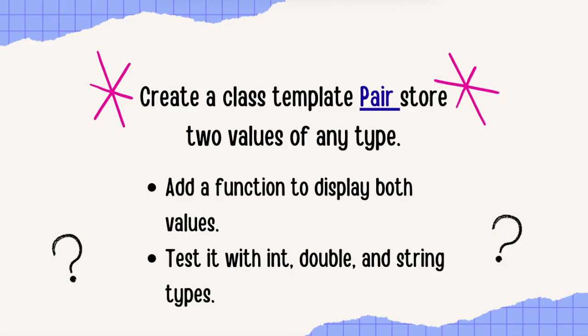Here's your challenge. Create a class template Pair, store two values of any type, add a function to display both values, and test it with integer, double, and string types.